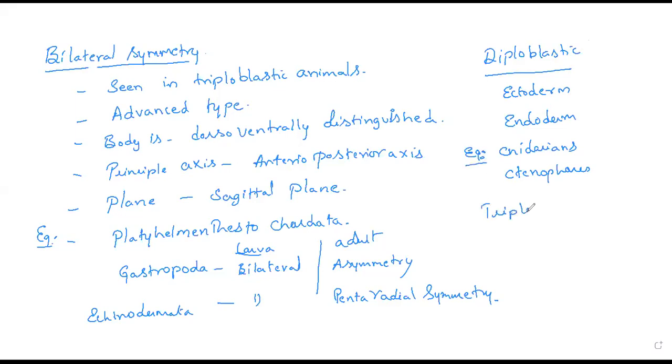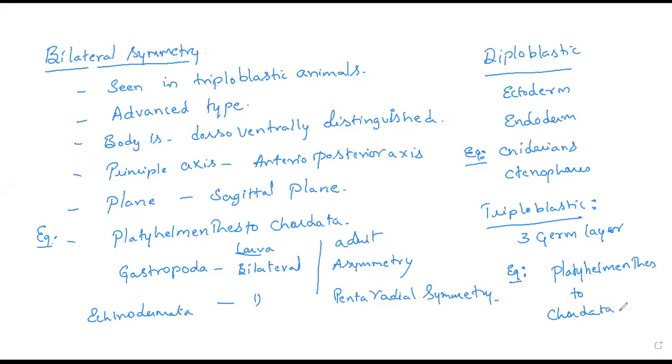Second one is triploblastic animals. Triploblastic animals means presence of three germ layers, that means outer ectoderm, middle mesoderm and inner endoderm. If there are three germ layers, then we call them triploblastic animals. Examples are Platyhelminthes to Chordata. So Platyhelminthes to Chordata are the examples of triploblastic animals, right?